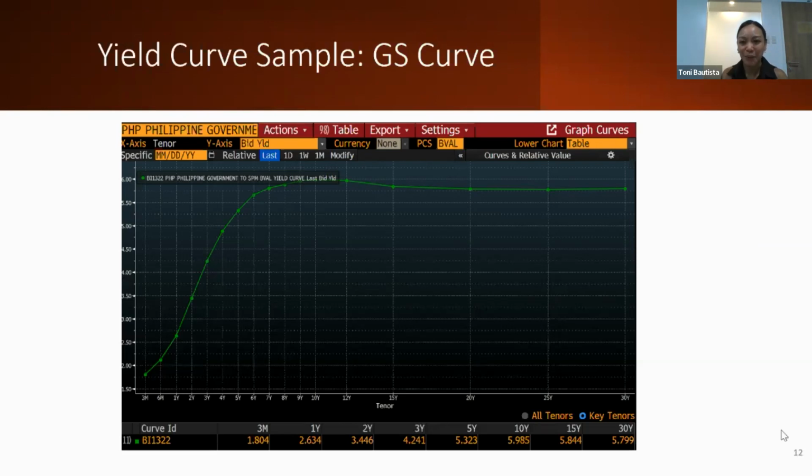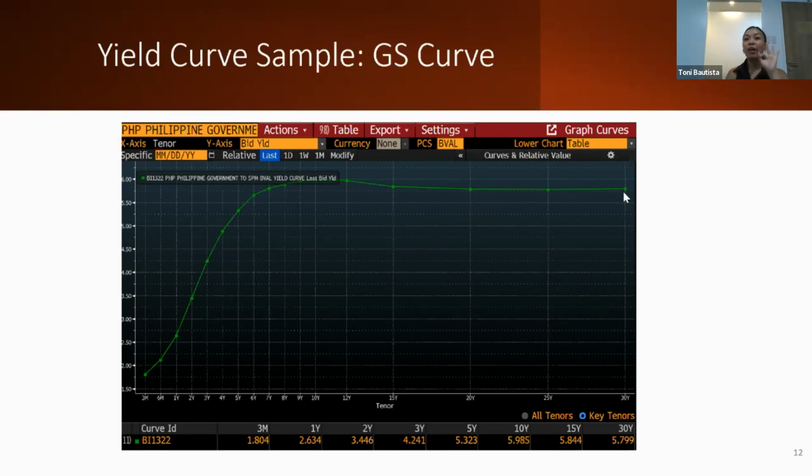I don't memorize the codes anyway. So there would be a yield curve graph, and it just shows Philippine peso government bonds. As you can see here, it is upward sloping, from 3 months up to 10 years. But from 10 years up to 30 years, you can see a flat yield curve, right?